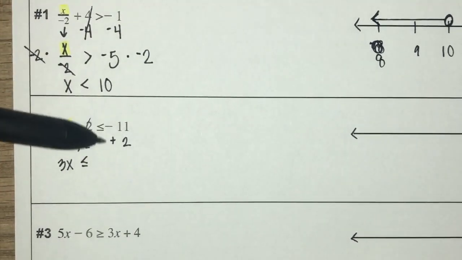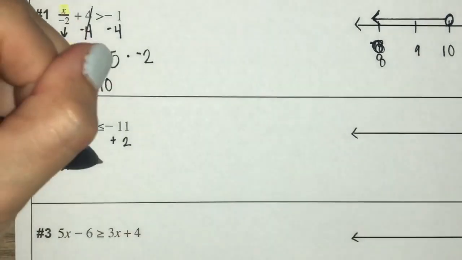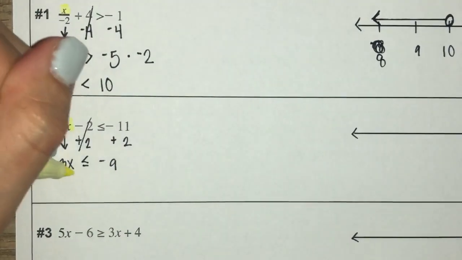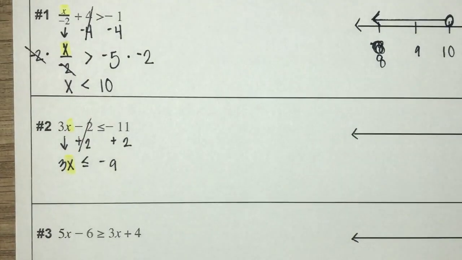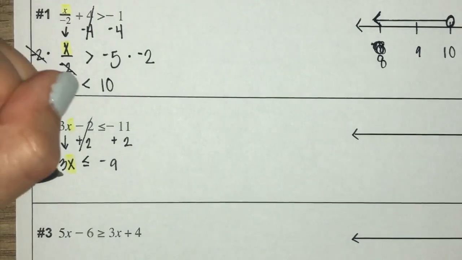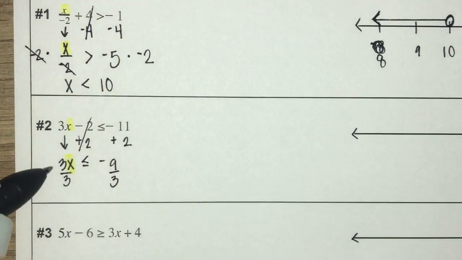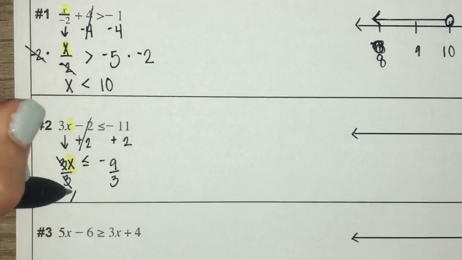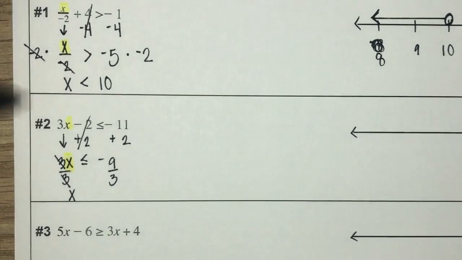And then -11 plus 2. So I think I start at -11 and then I go up 2 to -9. So I have 3 times x is less than or equal to -9. If I want to undo multiplying by 3, I need to divide both sides by 3. So multiplying by 3 and dividing by 3, those undo each other. And then I'm just left with x. I can bring down my inequality sign. I don't need to change it because I just divided by a positive number, not a negative.